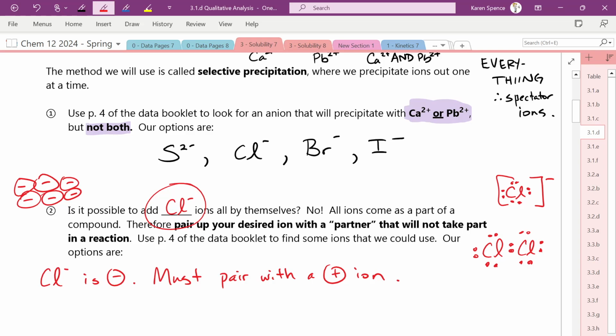Now we're adding this to our reaction mixture. We want a partner, we want that positive ion to not react with anybody else because we don't want to complicate things. We don't want to be like, oops, I added strontium and that's going to react with something in the future. That could be a problem. Try and find a positive ion that is unreactive. So go to your data sheet, find an unreactive positive ion.